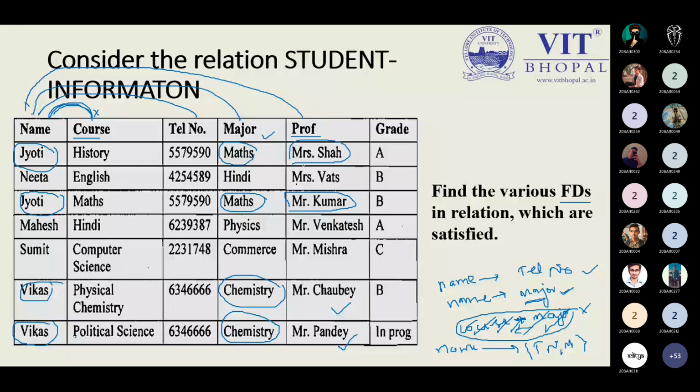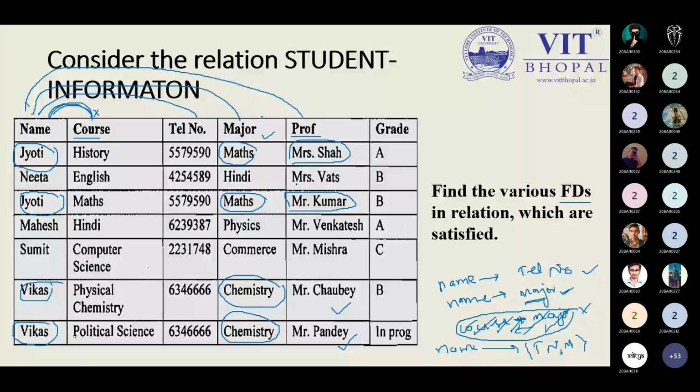when we have the maths, then Mr. Shah will be there, and when we have the maths, then Mr. Kumar will be there. So tell me right now, is there a relationship between the professor and course, or grade and course? So what is it? Tell me right now. So the professor will depend on the course. Professor will depend on the course.